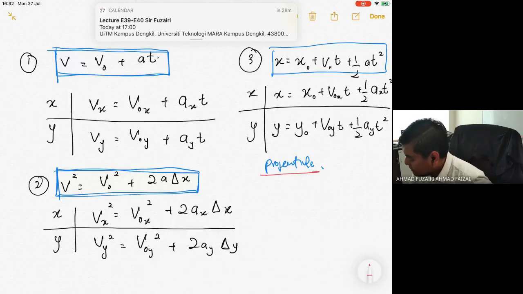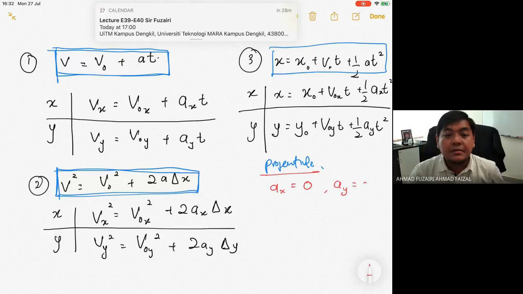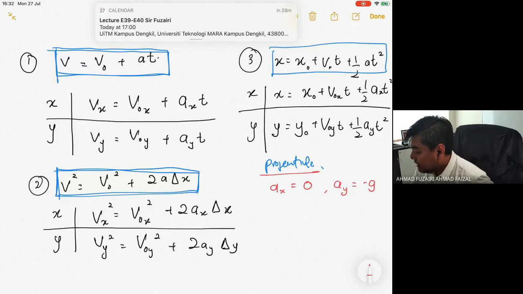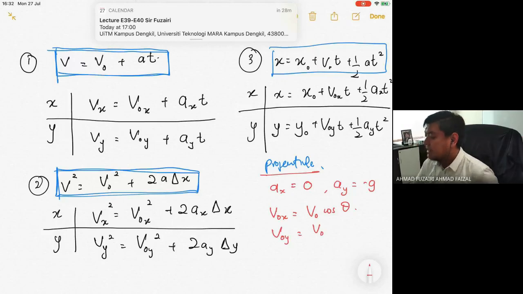Ax is equivalent to zero, while Ay is equivalent to negative g. Ax will be zero and Ay is equivalent to negative g. While V naught x is actually equivalent to V naught cos theta, while V naught y is actually equivalent to V naught sine theta. So for projectile, you now have to derive new equations from these six.